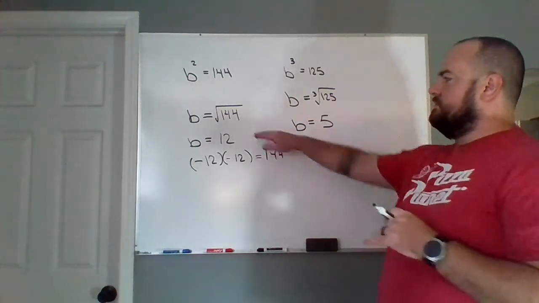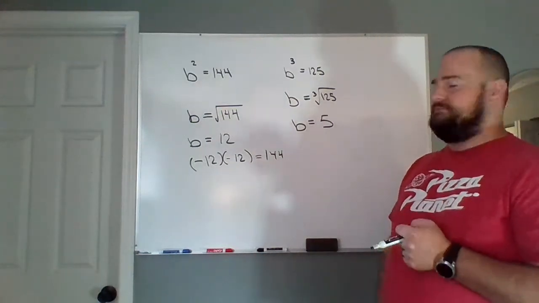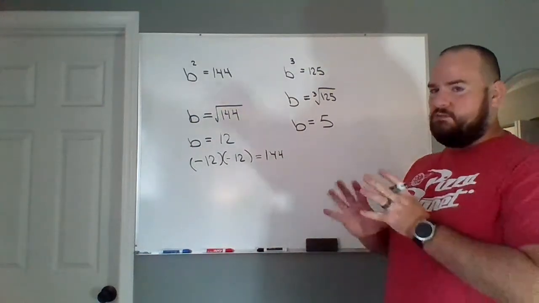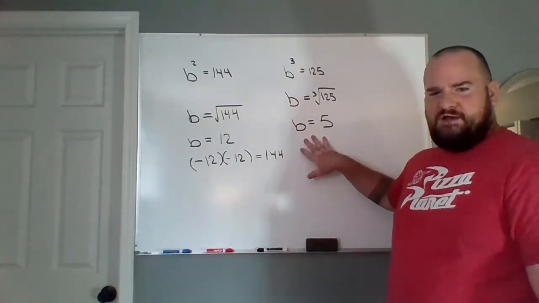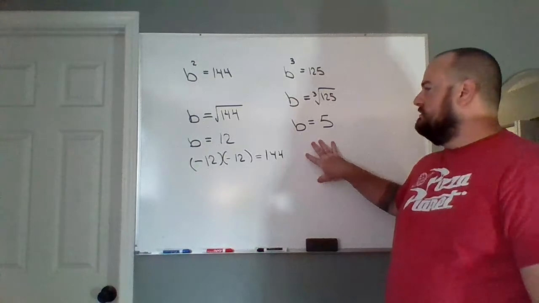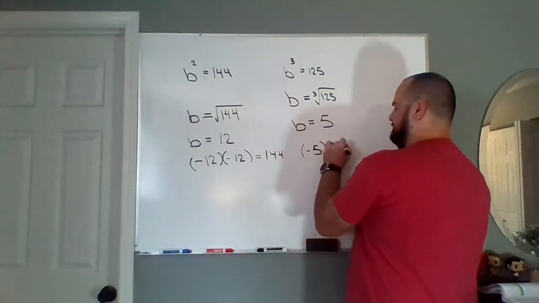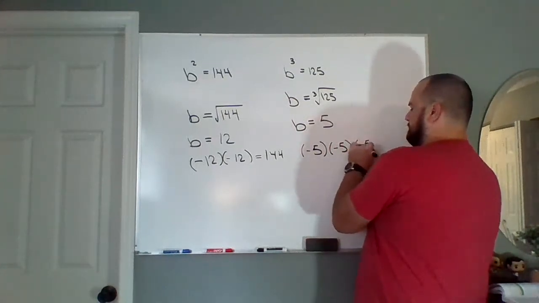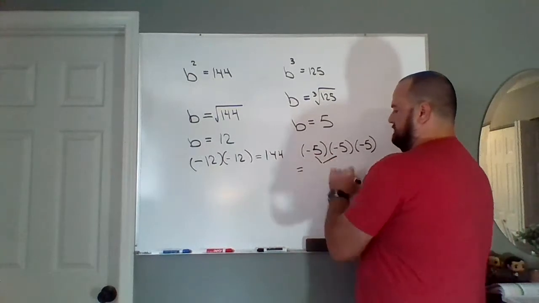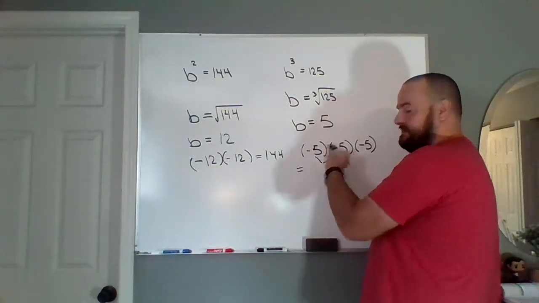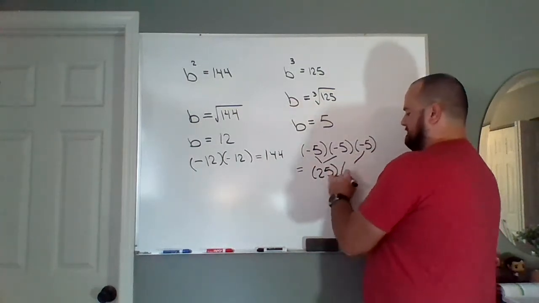Now, when we had this problem, we said that it was 12, or actually negative 12 as well worked. We're going to flesh these out a little more and get a little more complete with our symbolism. Would it be true that 5 and negative 5 would work here? Well, let's check. Negative 5 times negative 5 times negative 5. If I just deal with these first two, the two negatives cancel each other out, making 5 times 5, which is 25. I still have this guy.